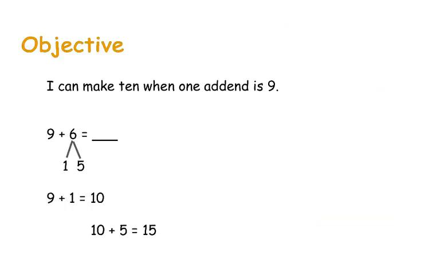Alright, so our objective today, it says, I can make 10 when 1 added is 9. So what we're doing is adding two numbers together. One of them will be 9. And so what we're going to do is use the 9 to make a group of 10, and then use the 10 to finish adding.